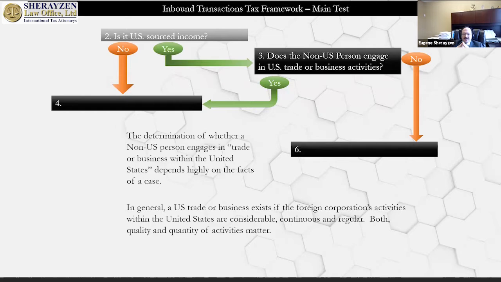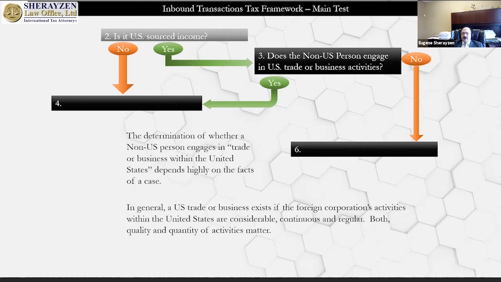Let's suppose that it is indeed US source income. Then the next question that we have to deal with is whether this non-US person engages in US trade or business activities. And just to repeat myself, if it is not US source income, generally speaking, it's not taxable, but you see here an arrow to number 4, we'll get to that. We still have to find out if this income somehow is effectively connected to a US trade or business.